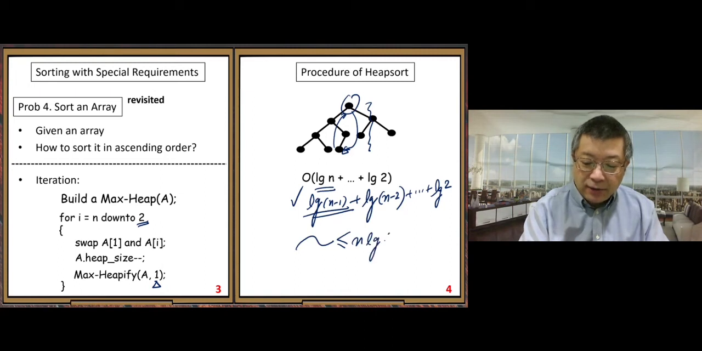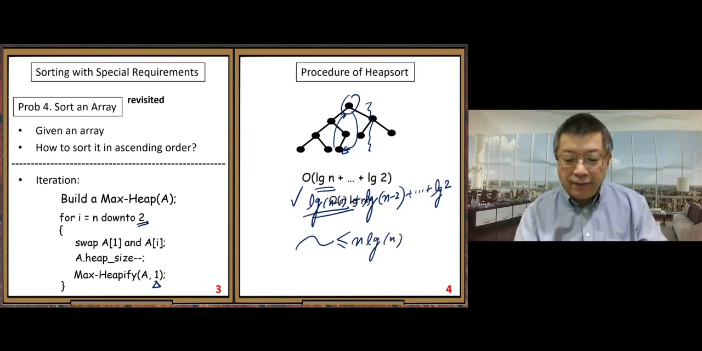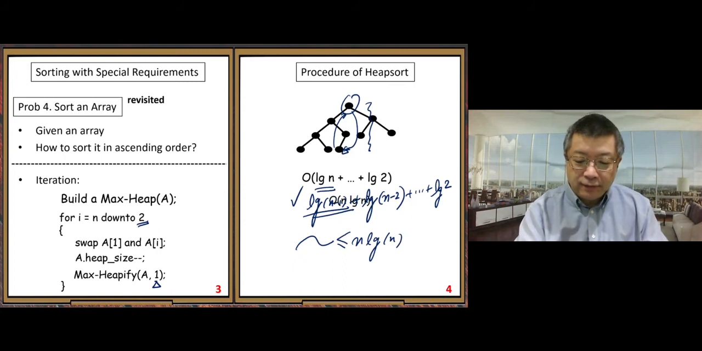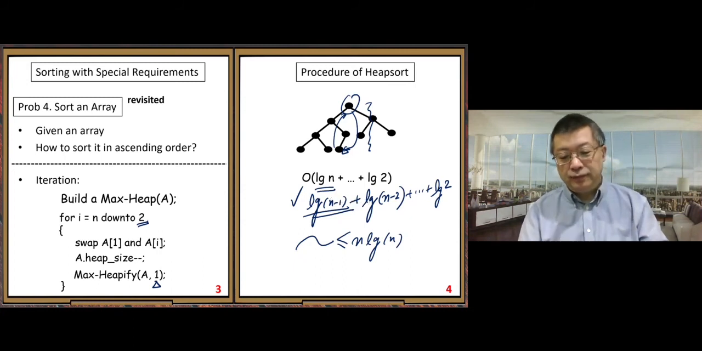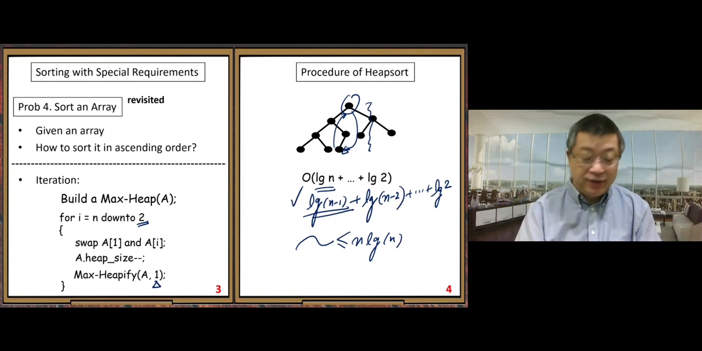n log n. Here we do a very rough estimate. Actually, we can do a much more precise, accurate, rigorous estimate than this one. But the result is the same, so it's not necessary to do that much work.